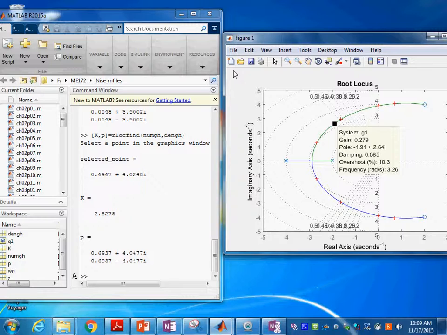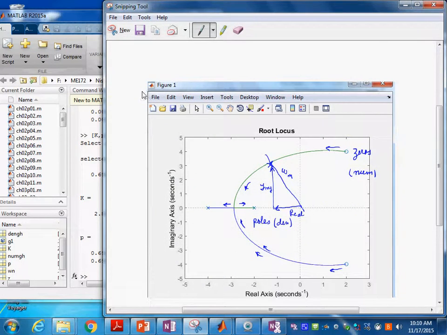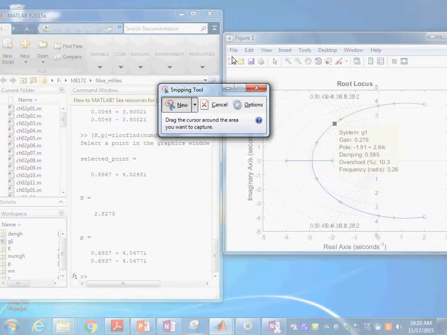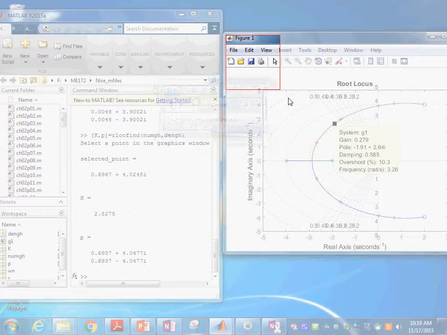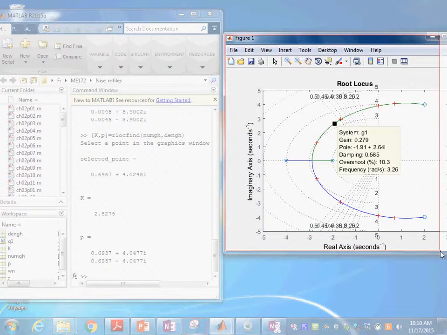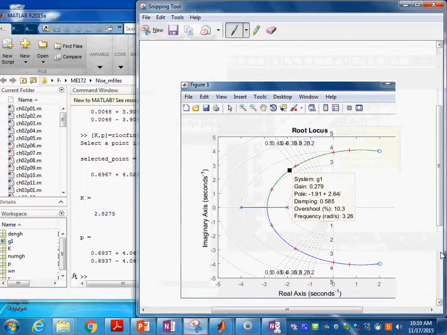Just so that I remind you of what the expected reaction is going to be for a second order system, let's just do this so that we can actually write on it. Yeah, see, there it is.